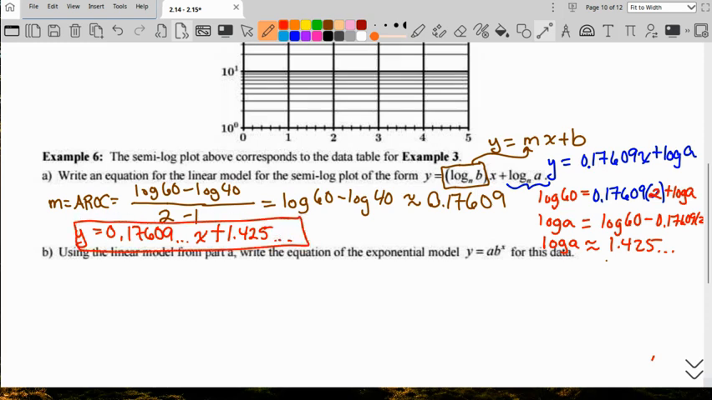Okay. So we just found the slope, and then we found the y-intercept using that point. Once you know the slope, you can plug in a particular point and you can solve for the y-intercept. And so that's what we did, but just with our log values.